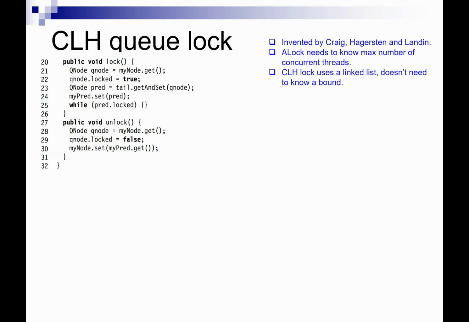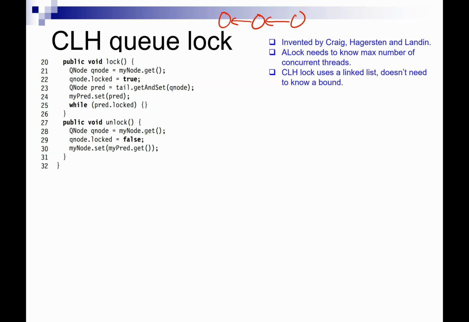Okay, so next we're going to look at the CLH algorithm. This is named after three guys, Craig, Hagersten, and Landin. And this is not going to require a bound on the number of processes. Okay, it's again going to be a queue lock algorithm. So again, we're going to be building a queue, but we're going to build a queue in a different way.